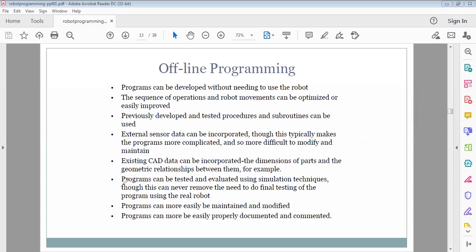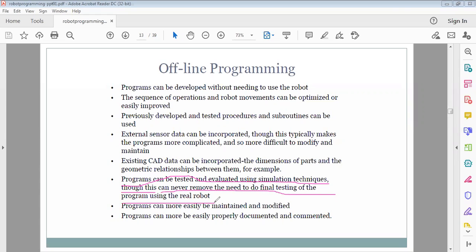And next, programs can be tested and evaluated using simulation techniques. Through this, we reduce the need for final testing.